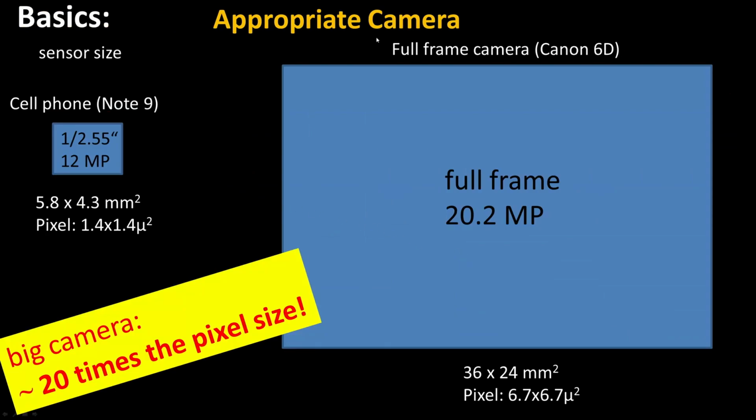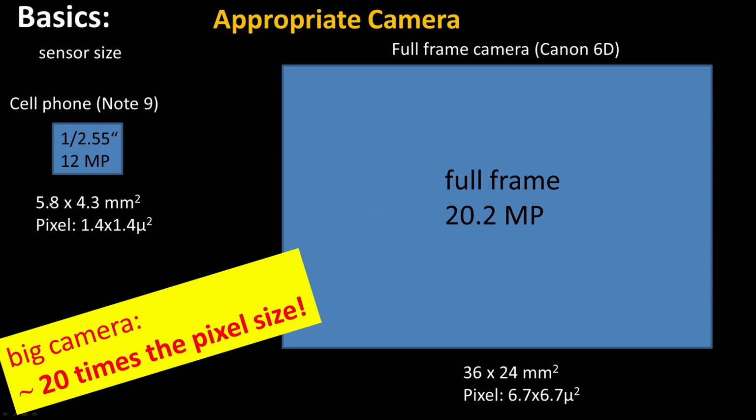Another thing is choosing the appropriate equipment. Here I'm comparing cell phones with full frame cameras, because there are many people around who claim that you can do everything with an iPhone or a Samsung that you can do with a DSLR or a mirrorless camera, and that is not so. And that is not so because of physics.